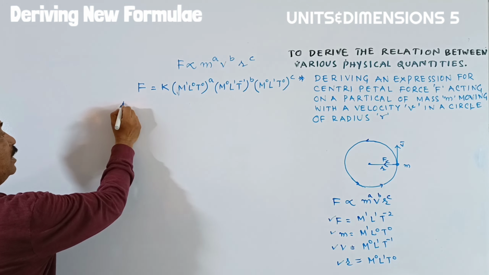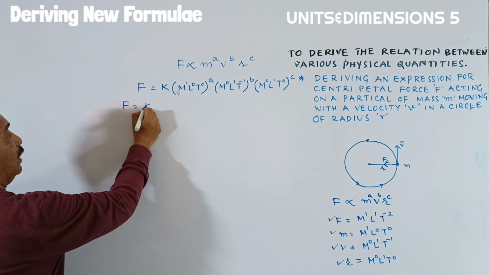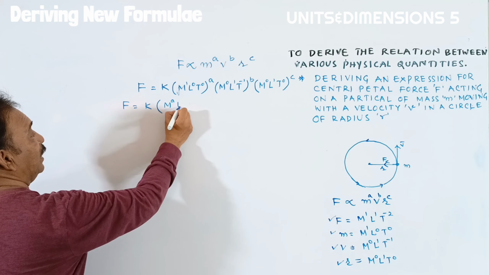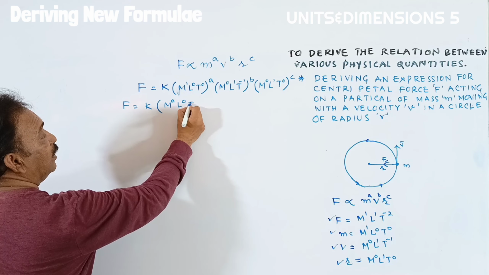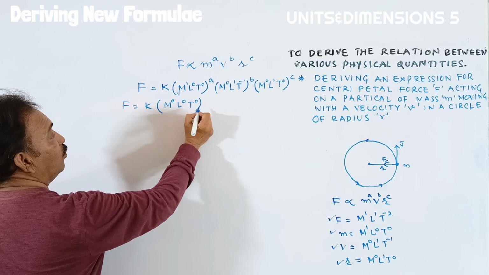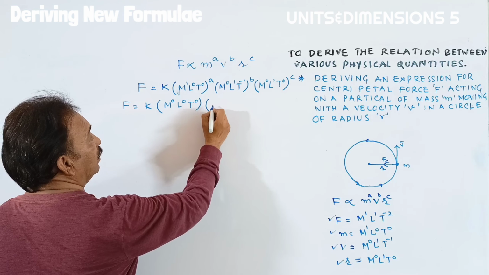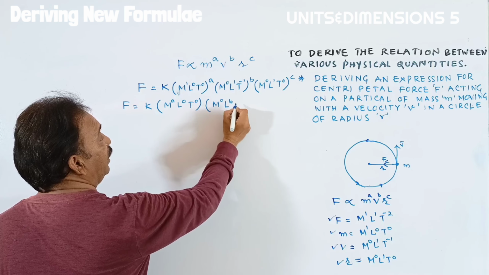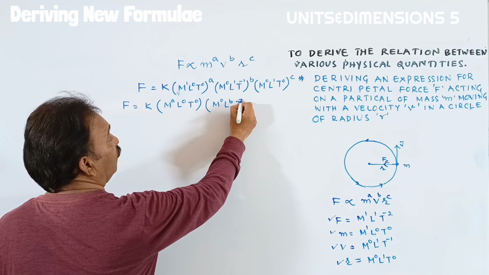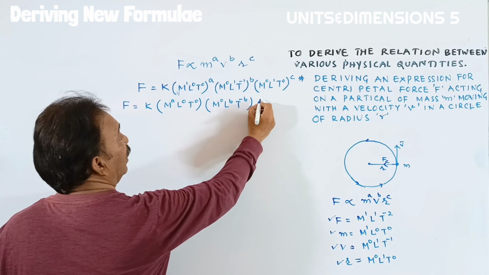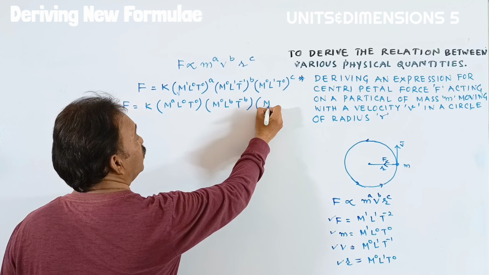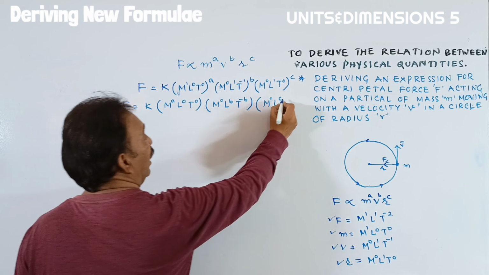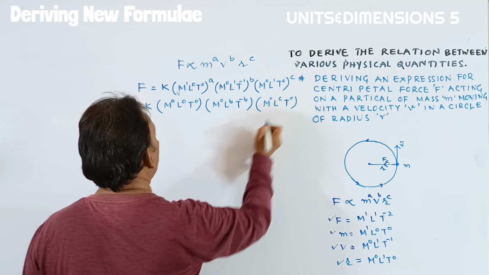Further, it can be written as F is equal to K of M to the power of a L to the power of 0 T to the power of 0, multiplied with M to the power of 0 L to the power of b T to the power of minus b. And third, M to the power of 0 L to the power of c and T to the power of 0.